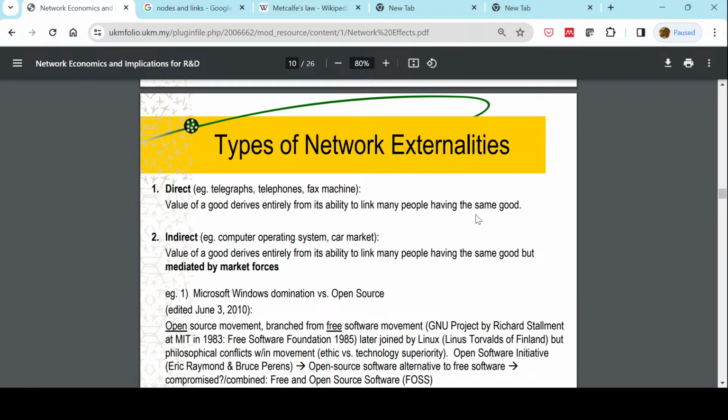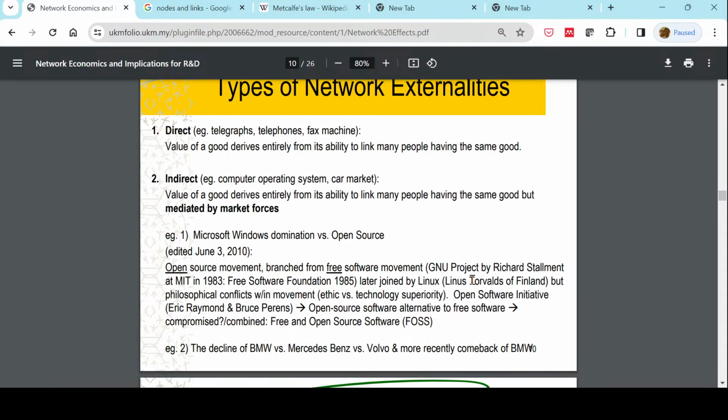Now, if you talk about today, between Android and iOS, the value of a good, the value of a product derives entirely from its ability to link to many people having the same product, but they are mediated by market forces. This is an example of competition, Microsoft Windows domination versus open source.